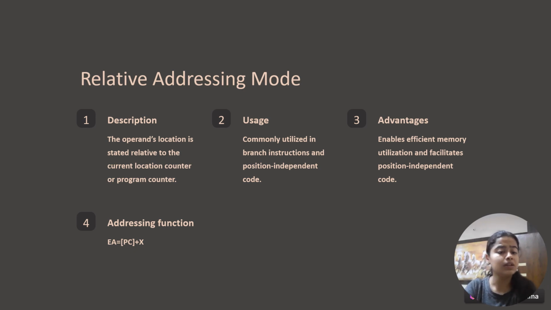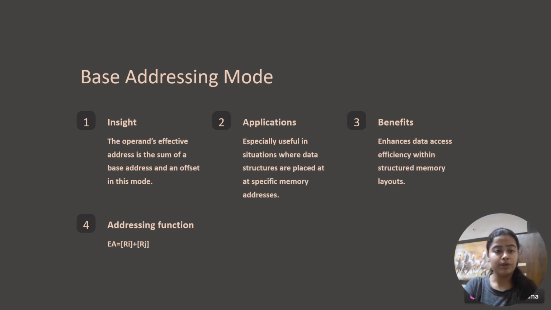Coming to the representation of the addressing function, as I told you, it is the sum of the program counter followed by the address of it. Moving on further, we have the base addressing mode. Base addressing mode is the sum of your base address and the offset that will be there in that mode together makes up the base addressing mode.